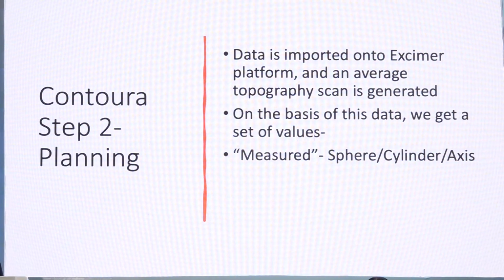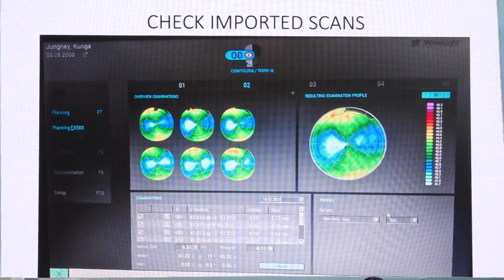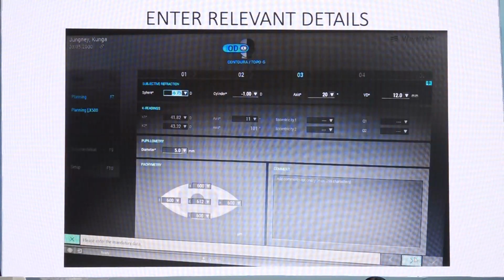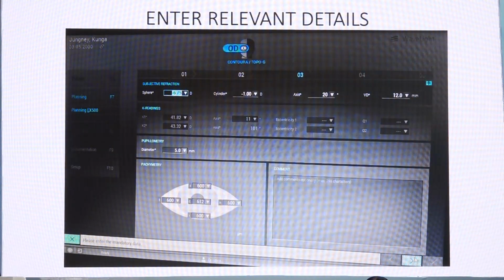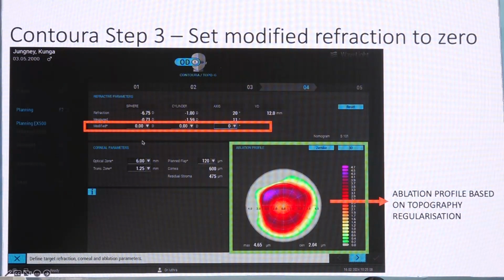Then you come to the planning when the data is sent to the machine, and we get a set of values. You can see this comes up on your excimer laser. I will not go into details because this talk is not on how you would want to do Contoura, but when to do Contoura. But it's important to know how the machine does it. Once the data is imported, you can neutralize all the refractive error and see what the machine is actually going to do. This you can do by putting 0 at the final treatment plan. What it shows eventually here is what the aberrations are going to be corrected, and you should have a look at what is the maximum and the minimum it is going to do, and the talus as well.